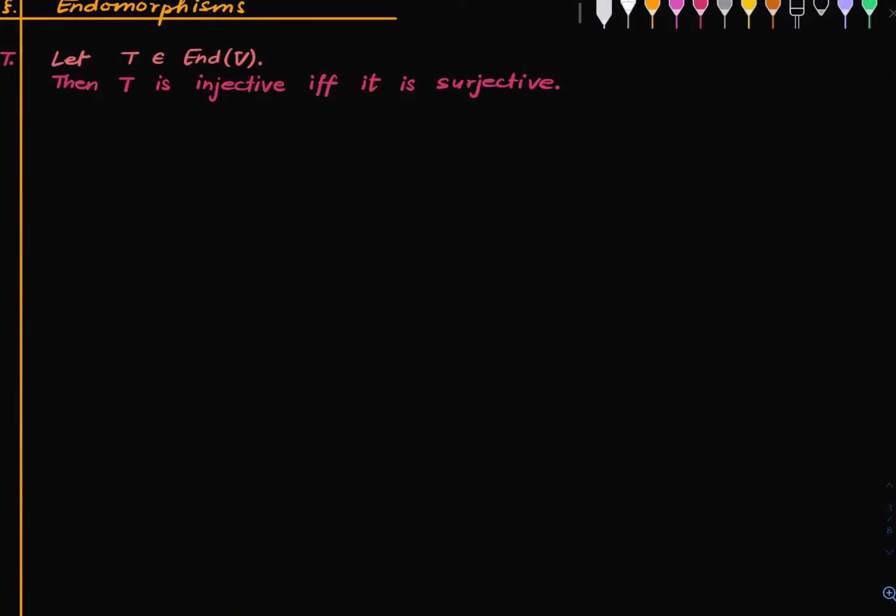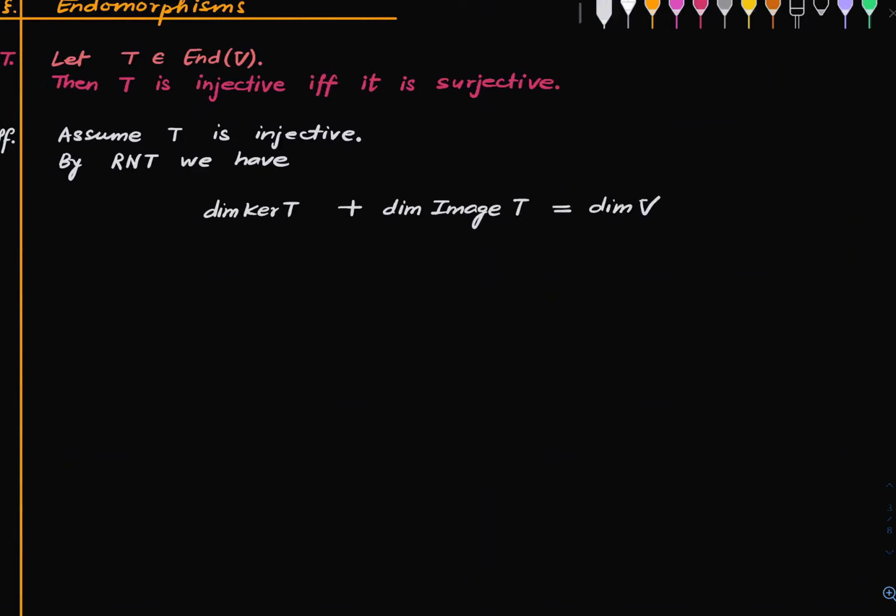This is the statement. So let's prove one direction. There are two directions to prove, but if we give the proof of one of them, the proof of the other direction will be automatically obvious. So assume T is injective. Now by the rank nullity theorem, we have this equation, but by injectivity this is 0. Injectivity of T implies the kernel of T is trivial, and hence this is 0, and therefore the dimension of the image is the entire dimension of V.